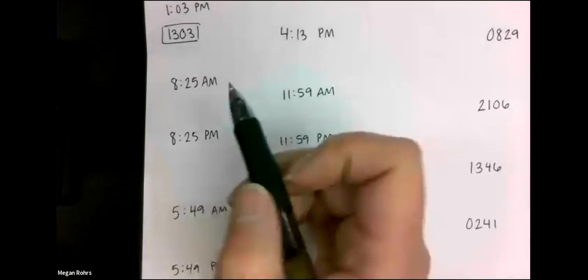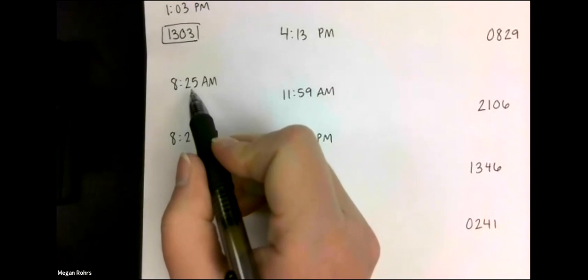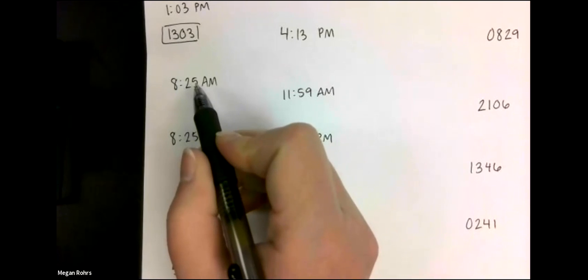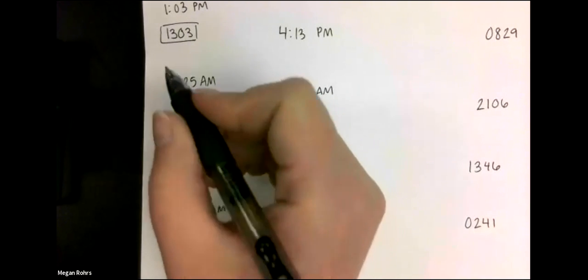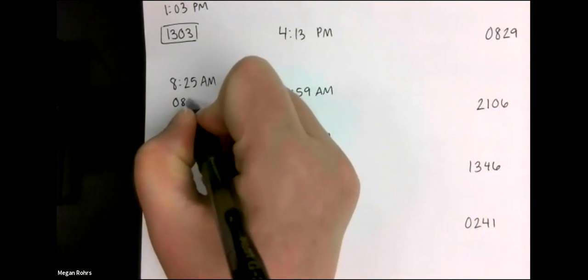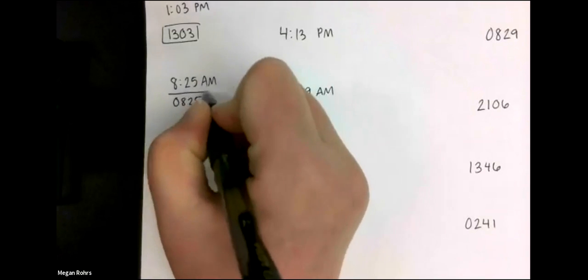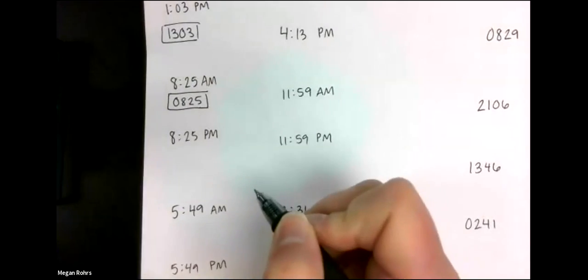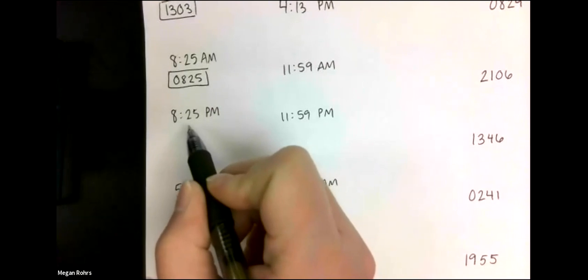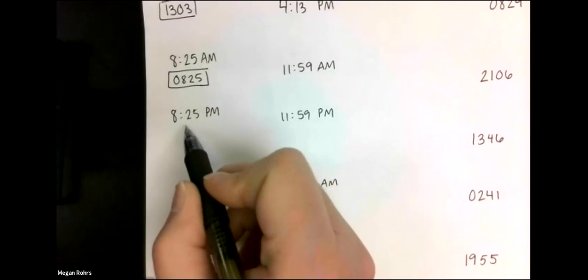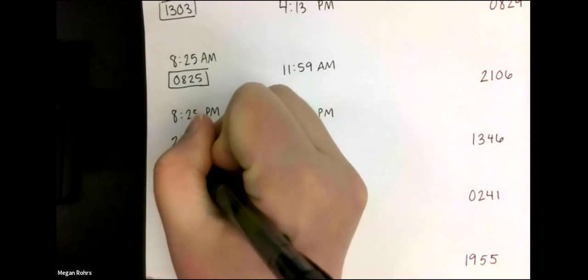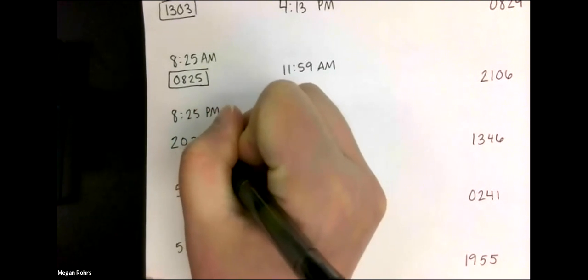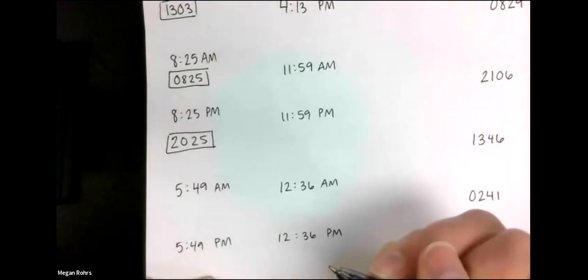Now, here we go, 8:25 a.m. So that is between 1 a.m. or after 1 a.m., sorry. So we're going to keep that the same. So 08:25 looks just the same. Now, since this is after 1 p.m., we're going to add 12 to the hour. So 8 plus 12 gives us 20. Keep the minutes the same.